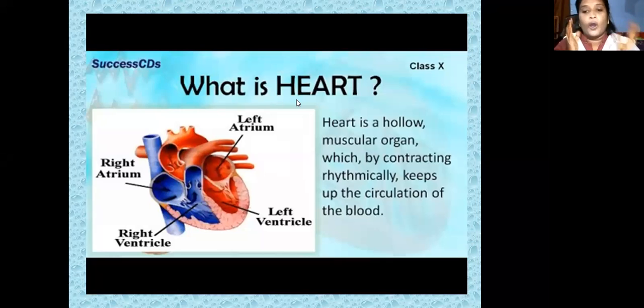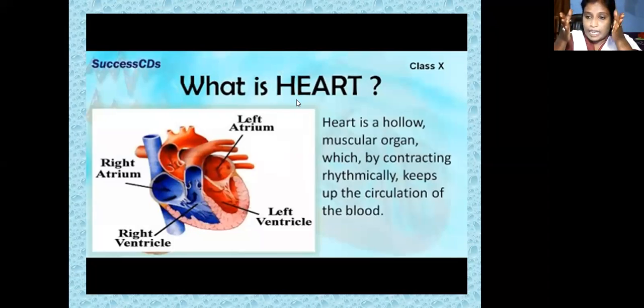The heart is a hollow muscular organ which, by contracting rhythmically, keeps up the circulation of the blood. We know the heart gives heartbeats, which we hear rhythmically as lub-dub, lub-dub. These are the sounds the heart produces. As in the previous class, we say systole and diastole. Systole means contraction, diastole means relaxation. We hear these rhythmic sounds.